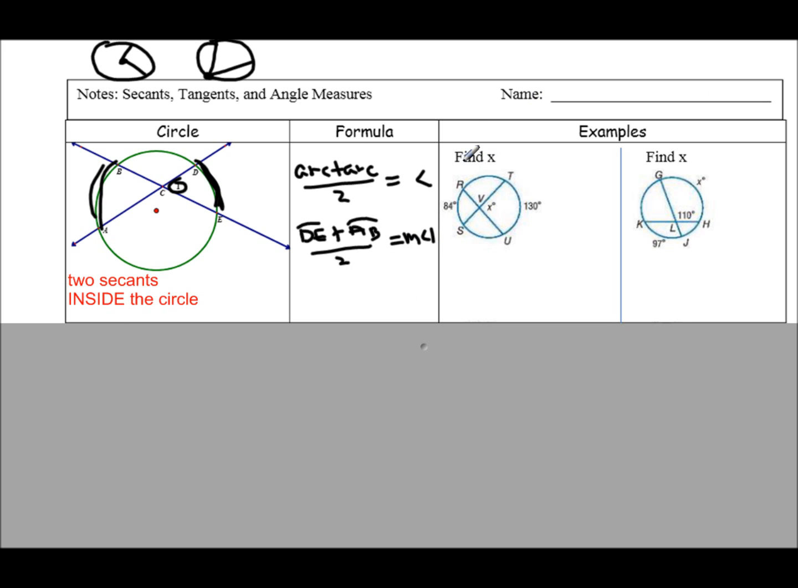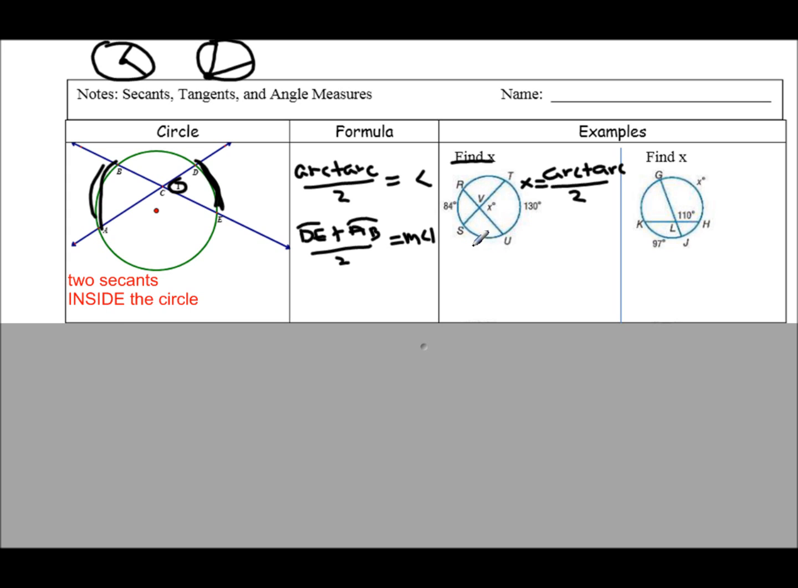So for the first example, we want to find x. The x is inside the circle, formed by two chords, which if extended would be secants, and the angle is inside the circle. So we would take the arc plus the arc, meaning the two arcs that form the angle, and divide by 2, and that'll give us x.